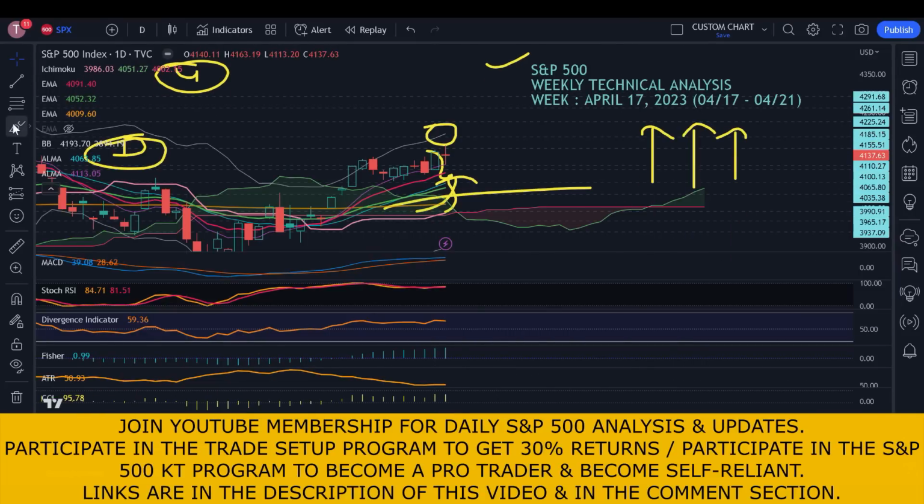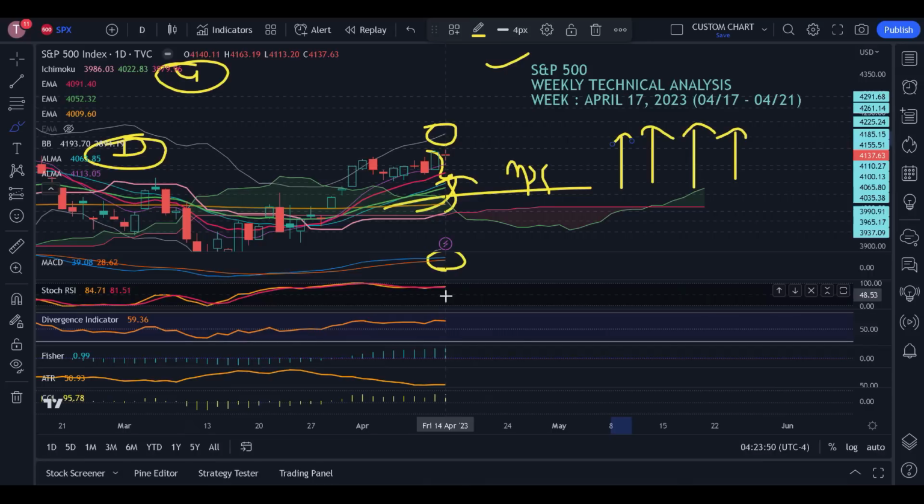Now let's see what other technical indicators are saying. First comes the MACD. MACD is more than the signal. This means that the S&P 500 is bullish through the MACD. Now if you look into the stochastic RSI, the K channel is more than the D channel. This means that the S&P 500 is bullish through the stochastic RSI on the daily chart.